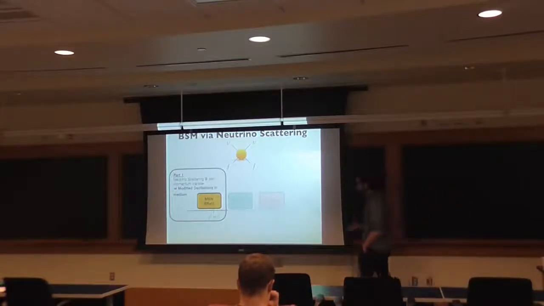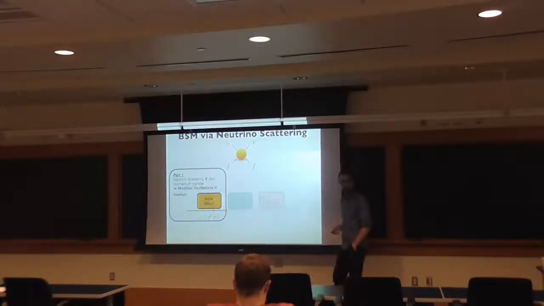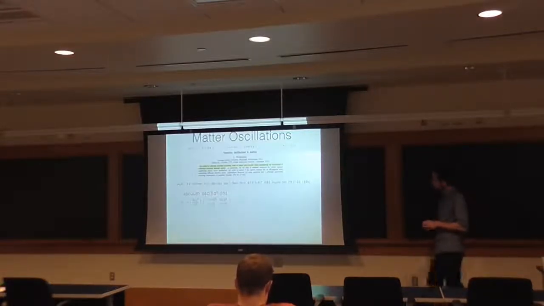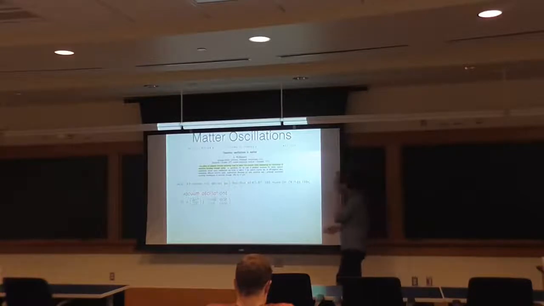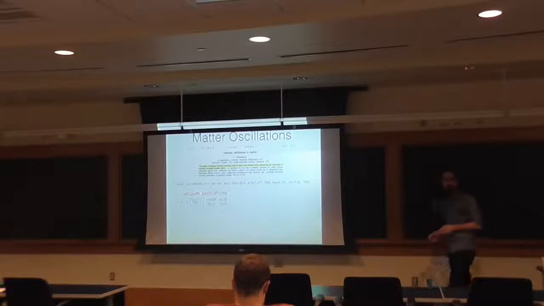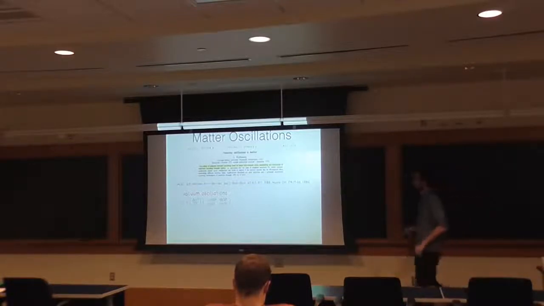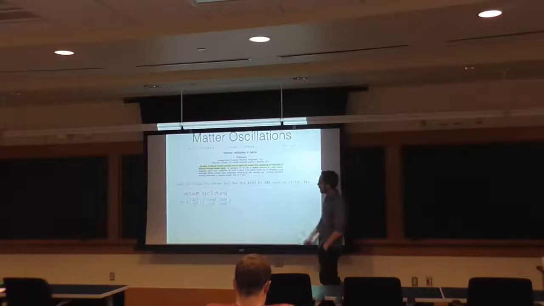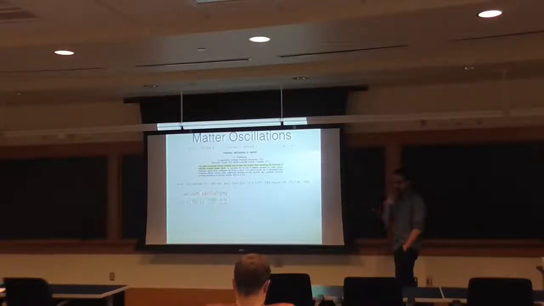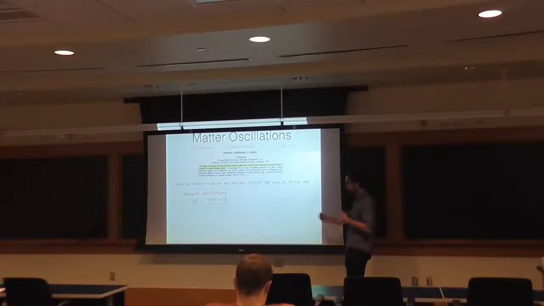So let me now tell you a little bit about the so-called MSW effect that is probing neutrino scattering at zero momentum transfer. This effect goes back to Lincoln Wolfenstein, who in 1977 made the observation that the forward coherent scattering of neutrinos on a medium has to be taken into account. So this is a standard model effect that modifies their oscillation probability.